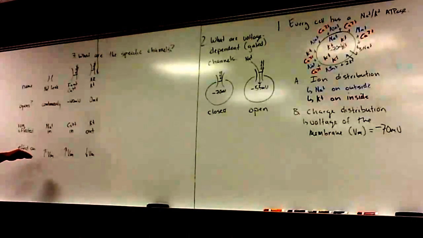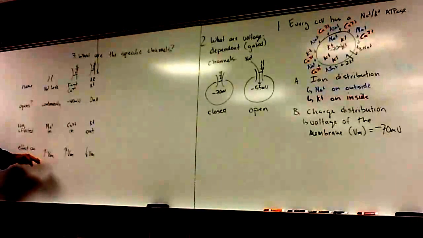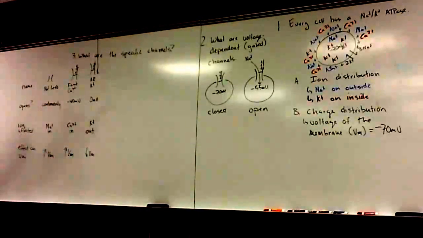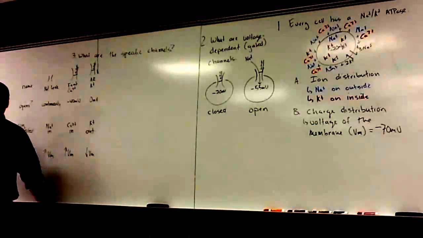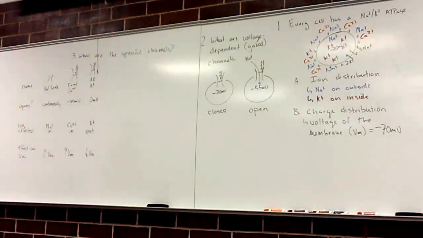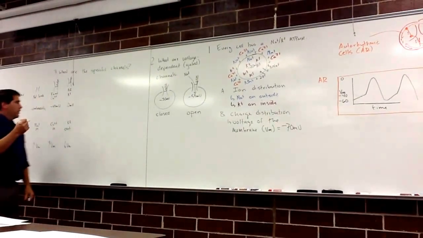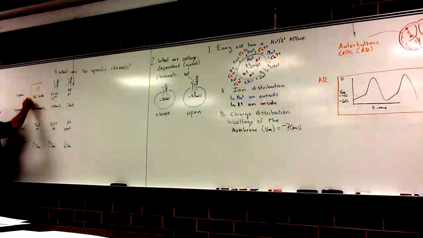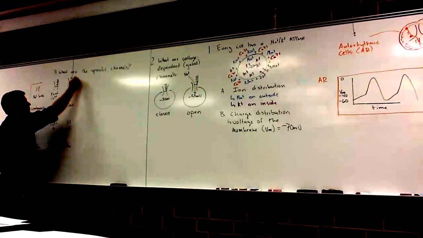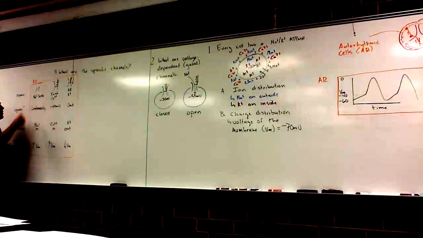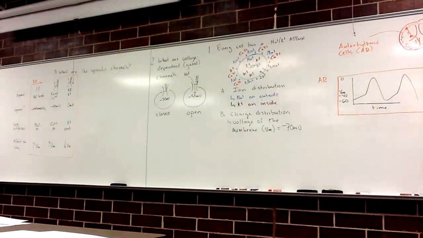Not to belabor the point, but it's better to be bored than confused. If you want to change voltage, generally you open up a sodium channel or a calcium channel to get voltage to go up, and then you open up a potassium channel to get it to go back down. These three channels are in the autorhythmic cell. There are actually subtypes of these, so there's more than just these three, but I think it's okay to generalize these as they are.